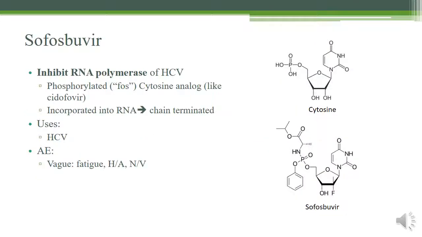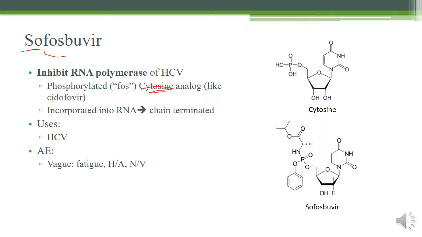All right, let's talk about Sofosbuvir. Sofosbuvir, I try to remember that the So is trying to hint that it's a cytosine, and the Phos is trying to hint that there is a phosphorus group in there. And that just reminds me that it is a phosphorylated cytosine analog, just very similar to Cidofovir.